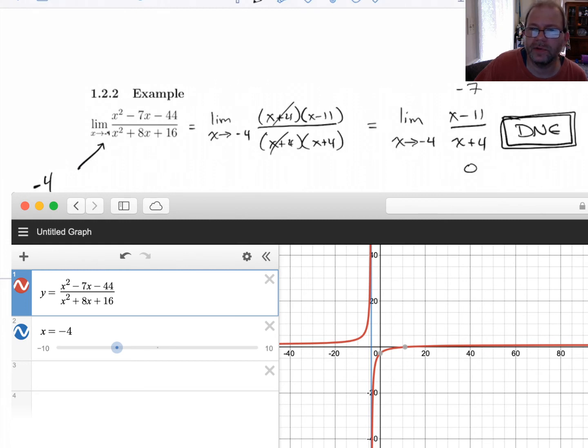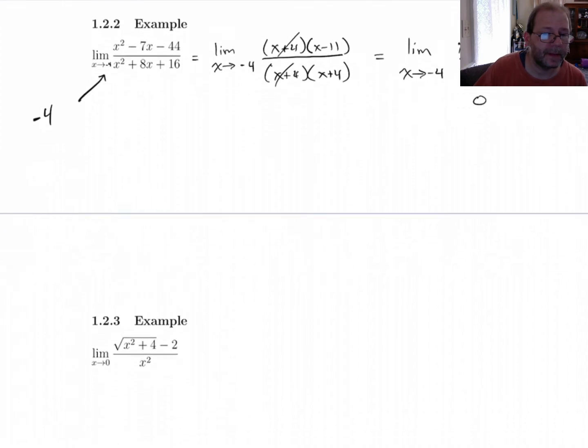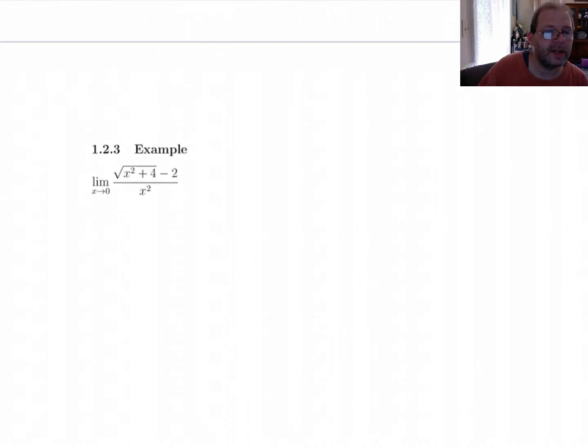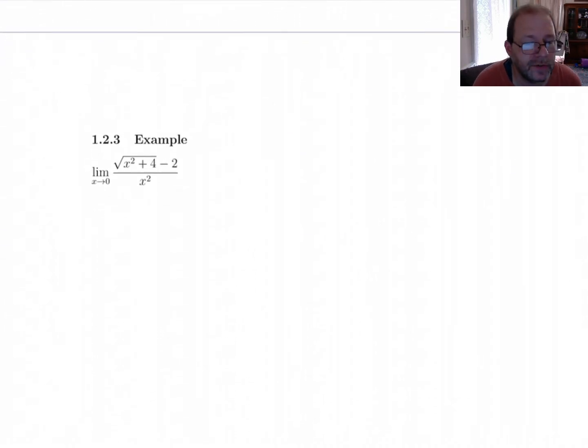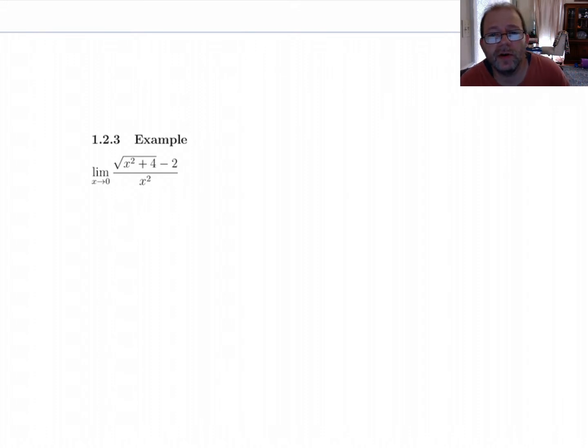Nope, not one more thing. That's it for this example. Let's look at another one. This one right here: limit as x goes to 0 of this. Notice if you plug in the 0, you're going to get 0 over 0. So we've got to do something to simplify this.